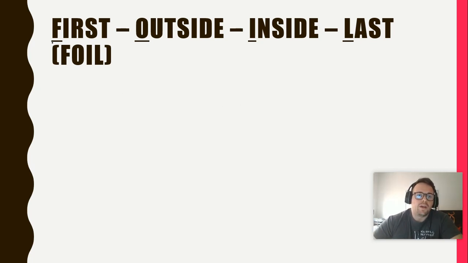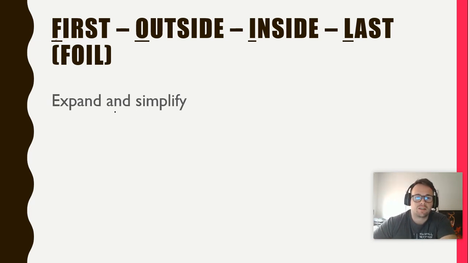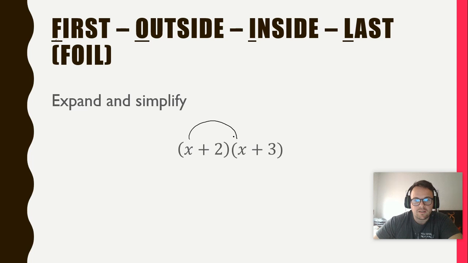Basically, it's just a way to remind you of the order of multiplication, the terms in the brackets. So if we have to expand and simplify x plus 2 times x plus 3, we often use this method called FOIL. FOIL stands for F, first. So first we multiply the first terms, so that's your F.